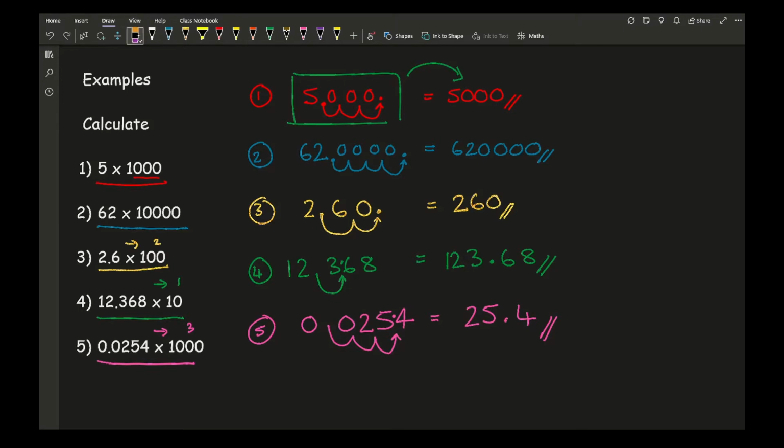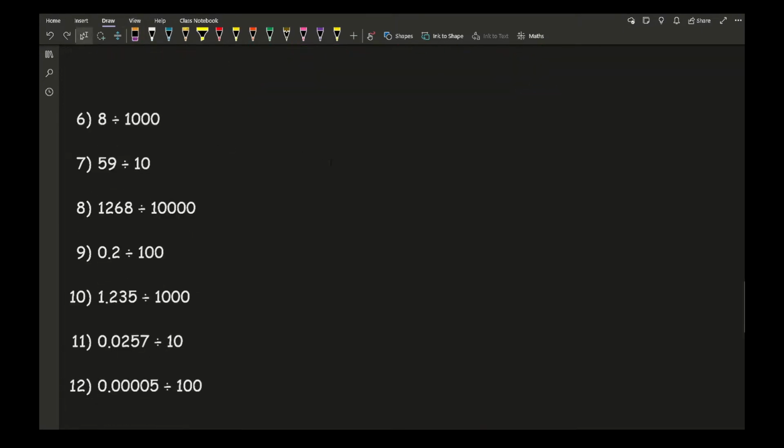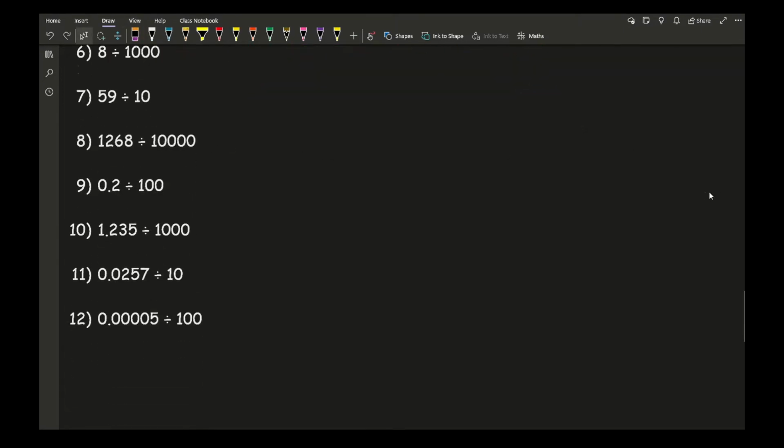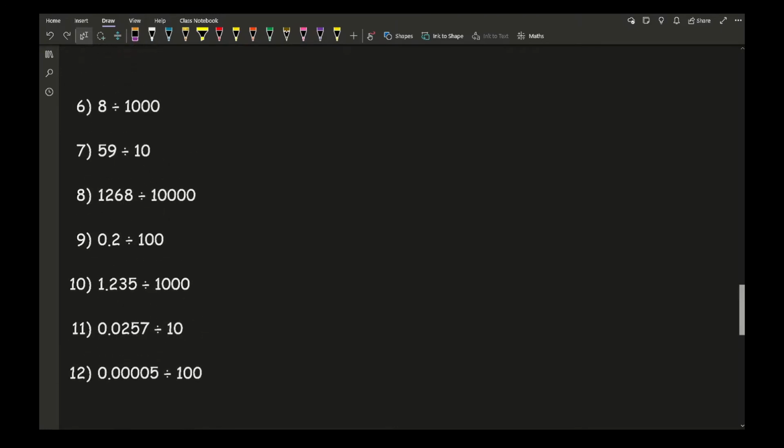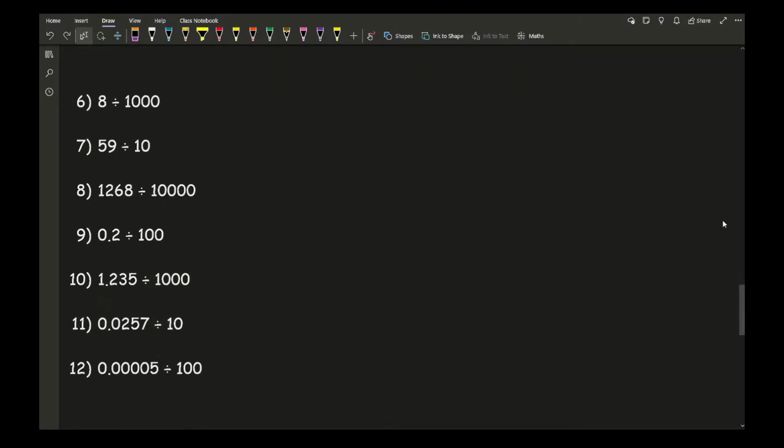Right, so let's have a look at dividing. So with these questions here, now there's a few more than the multiplying ones. We're going to do exactly the same. So again, remember that when we're dividing, we're going to move the decimal point to the left by the number of zeros. So here in the first question, we've got 8 divided by 1,000. So I'm going to move the decimal point 3 places to the left.